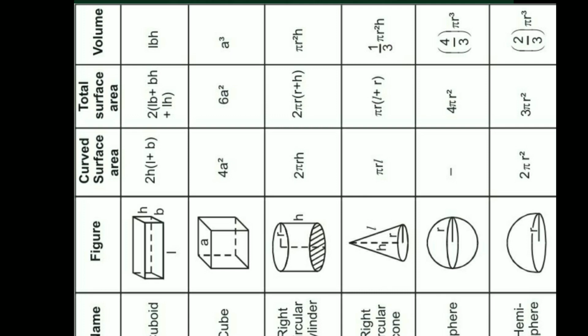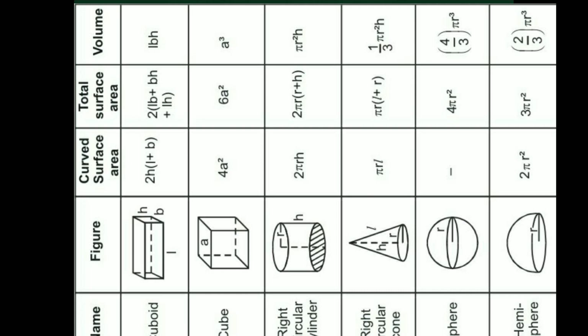Now cube. Total surface area of cube will become 6A square. And the volume will become A cube.